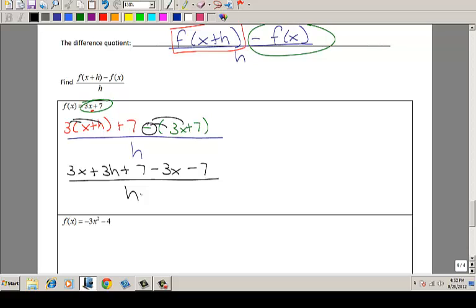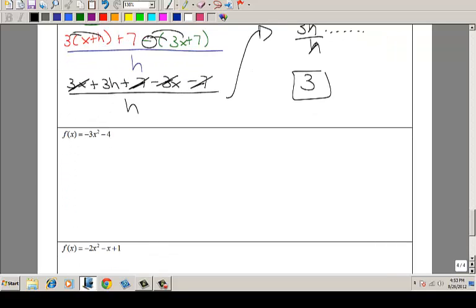If I start looking to see if there are any like terms that will combine in my numerator, I realize that my 3x's cancel, as do my 7's. So I'm currently left with 3h over h. Well, my h's will cancel, so my final answer is 3. So the difference quotient for 3x plus 7 simplifies to 3. Hint: at this step, if everything that doesn't have an h cancels, so that every term in this numerator doesn't have an h, you did something wrong.